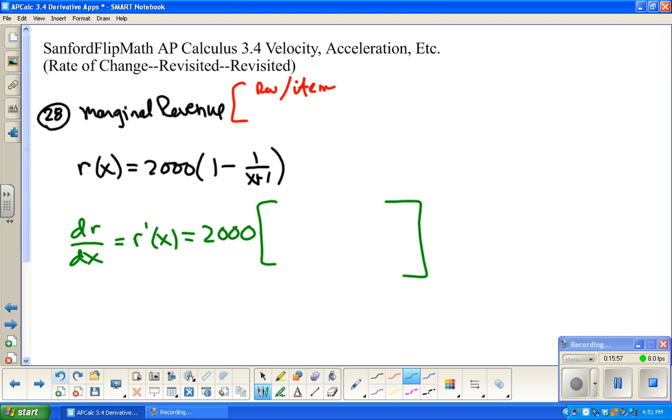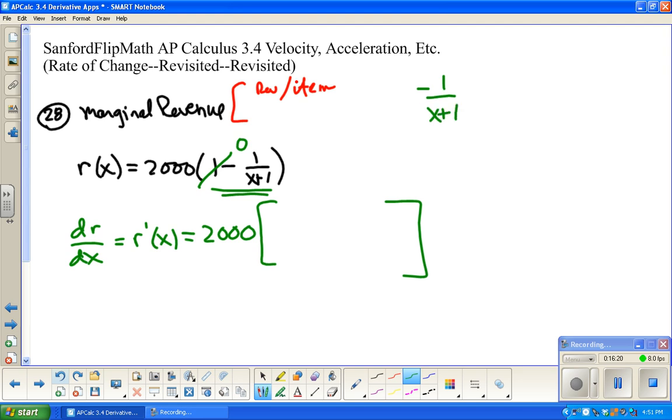Now that only works if it's a constant multiplier. If this had said 2000x here, I'd be kicking out the product rule. I'm not, so we're not doing any of that. All we have to do now is the derivative of what's inside here. Well, the derivative of 1 is 0, so we're left with the derivative of -1 over x plus 1.